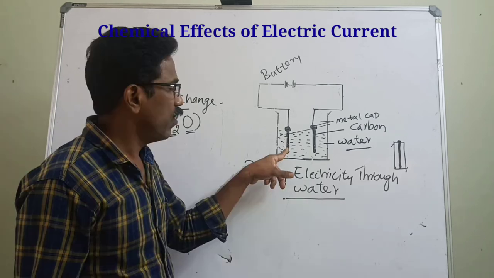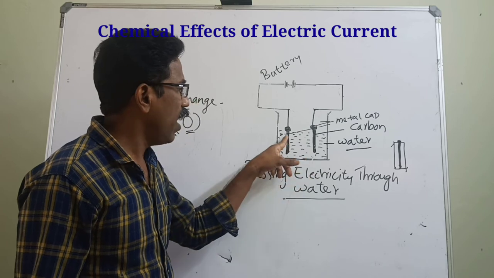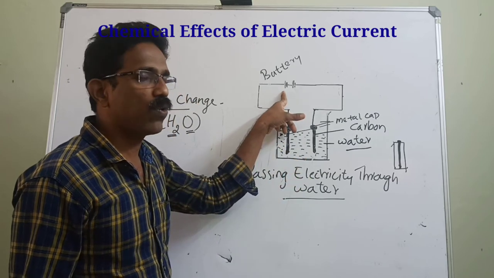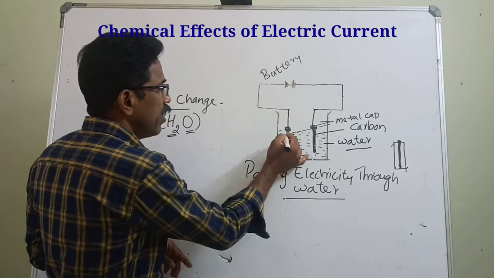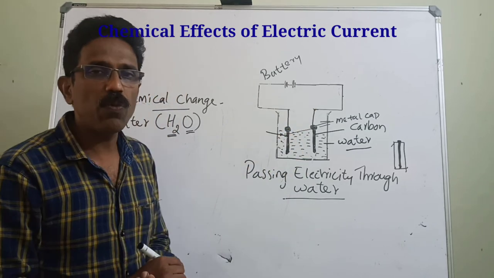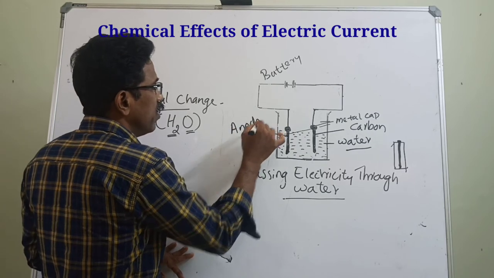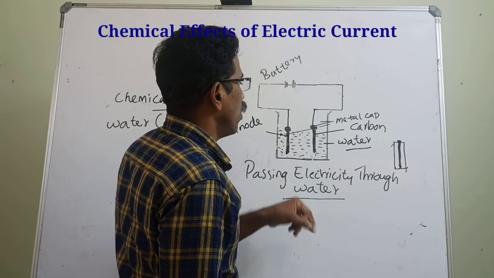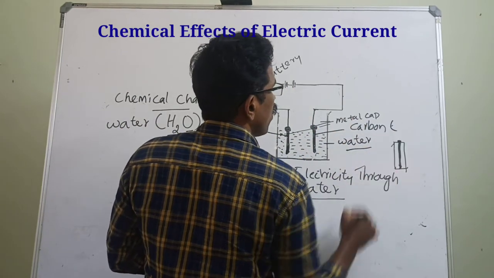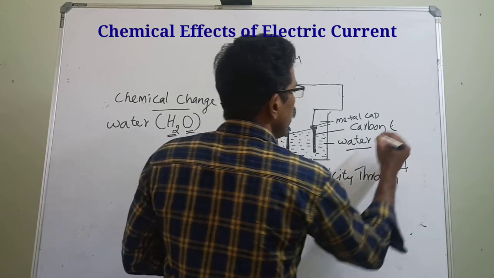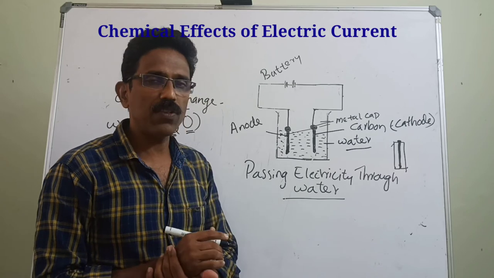Let us discuss. You can see here two electrodes, two carbon rods. One carbon rod is connected to the positive terminal and the other one is connected to the negative terminal. The rod connected to the positive terminal is known as the anode, and the carbon rod connected to the negative terminal is known as the cathode.